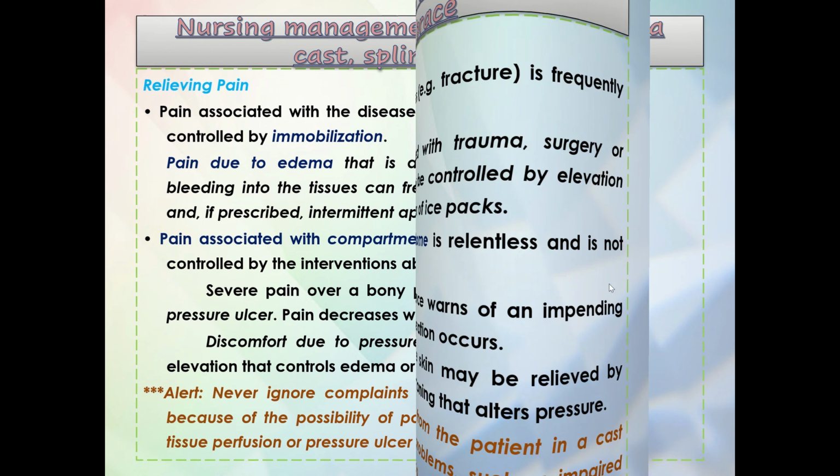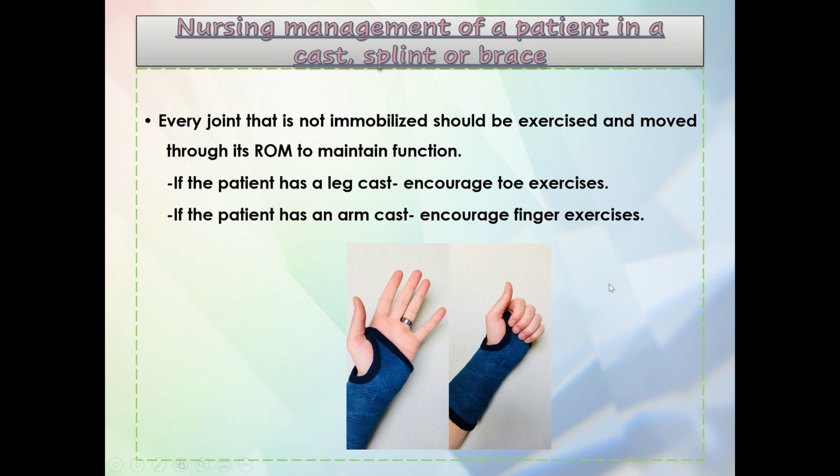Okay. Next we have improving mobility. So how do we improve mobility sa ating pasyenteng naka-cast, splint, or brace? So every joint that is not immobilized should be exercised and move through its ROM to maintain function. So kung for example, ito lang yung naka-immobilize or naka-cast, so definitely si patient can move his or her fingers, right? So dapat we instruct the patient to perform ROM doon sa mga parts na hindi naman affected, sa mga parts na hindi naman naka-cast.